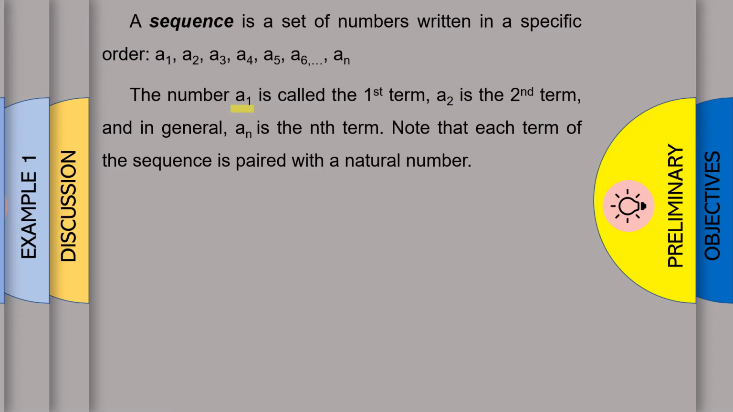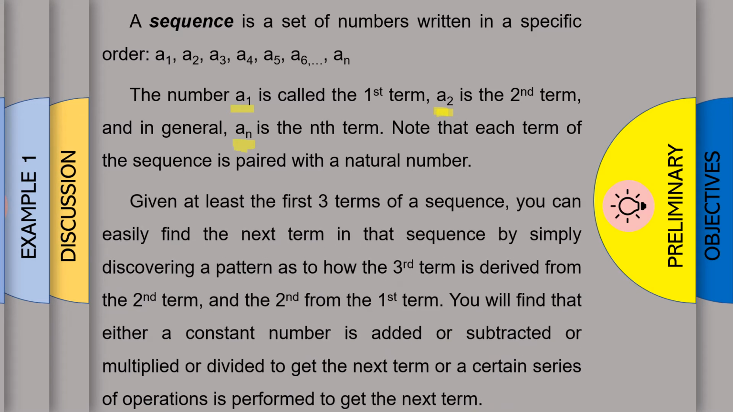So yung a sub 1 natin is our first term. And then yung a sub 2 obviously will be our second term. Yung sub niya, it will tell you kung pang ilan siya, yung positioning niya. So in general, a sub n is the nth term. It will tell you kung ano yung n mo, yun yung magiging position nung number na yun, no? Note that each term of the sequence is paired with a natural number. So here we're going to use natural numbers.